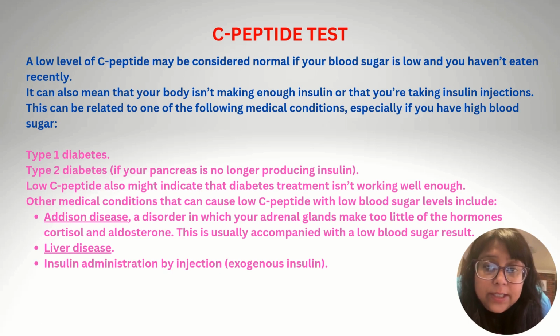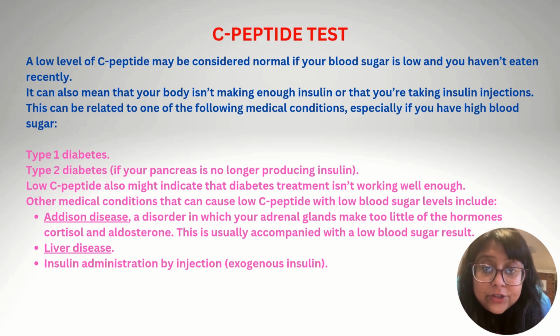A low level of C-peptide may be considered normal if your blood sugar is low and you haven't eaten recently. It can also mean that your body is not making enough insulin or that you are taking insulin injections. This can be related to one of the following medical conditions, especially if you have high blood sugar: type 1 diabetes, type 2 diabetes, if your pancreas is no longer producing insulin. Low C-peptide also may indicate that diabetes treatment is not working well enough.